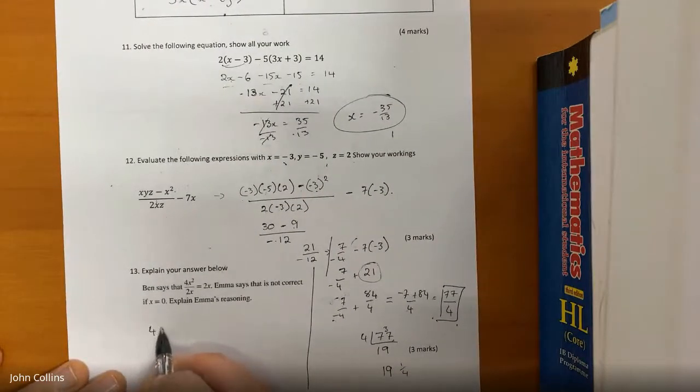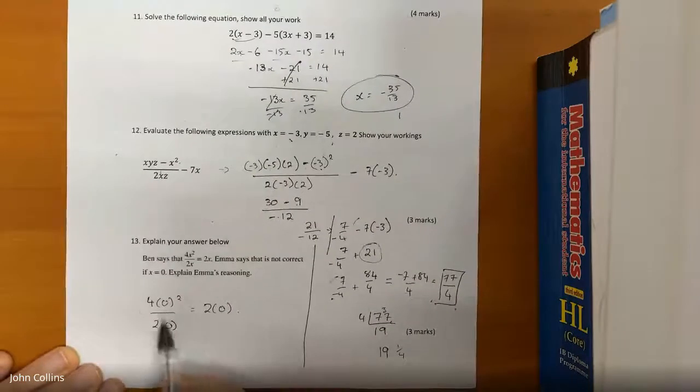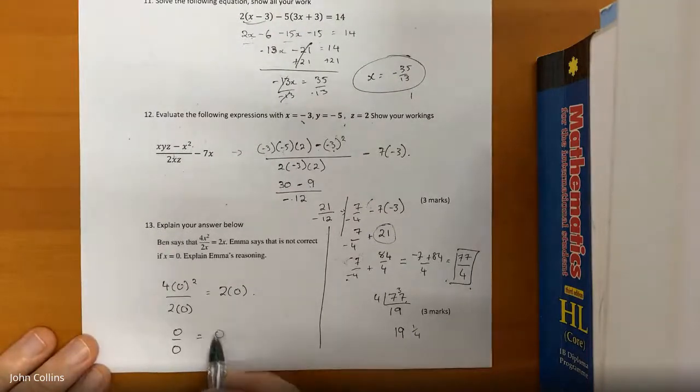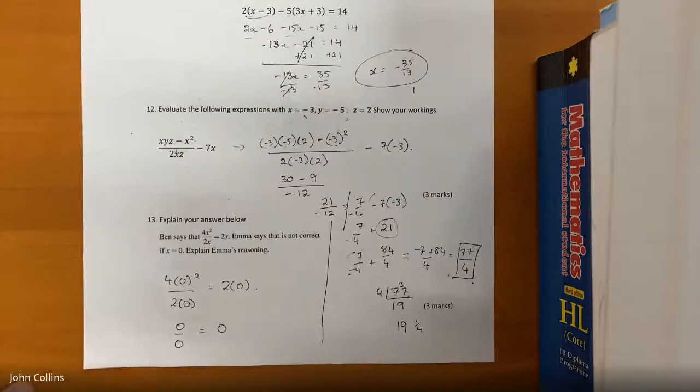4 times 0 squared, if you want to just sub it in, over 2 times 0, and Ben is saying that equals 2 times 0. Now, this gets complicated. 0 squared is 0, 4 times 0 is 0, so this is actually 0 over 0. Is that the same as 2 times 0? I suppose no, it's not.